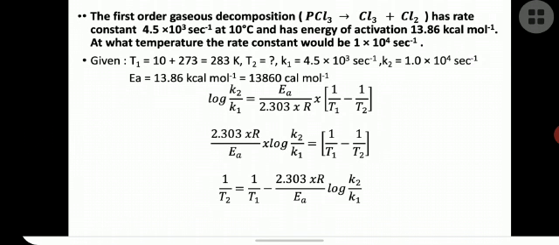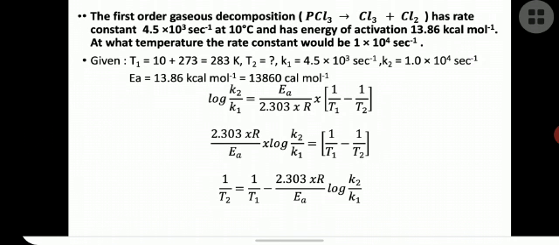The first order gaseous decomposition reaction is given to you. PCl3 gives Cl3 plus Cl2 has rate constant 4.5 into 10 raised to 3 per second at 10 degree Celsius and has energy of activation 13.86 kilocalories per mole. At what temperature would the rate constant be 1 into 10 raised to 4 per second?